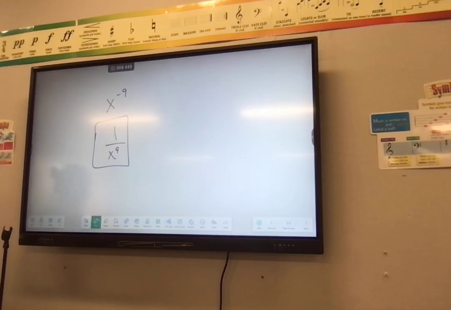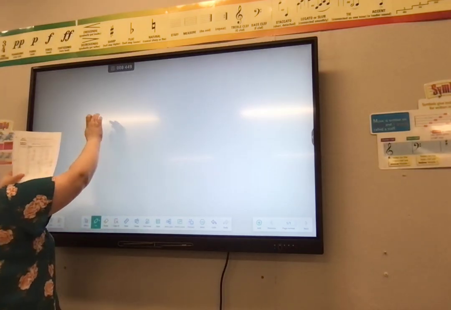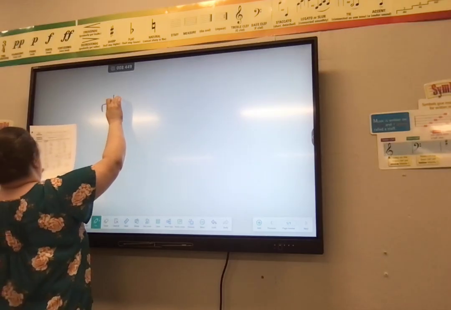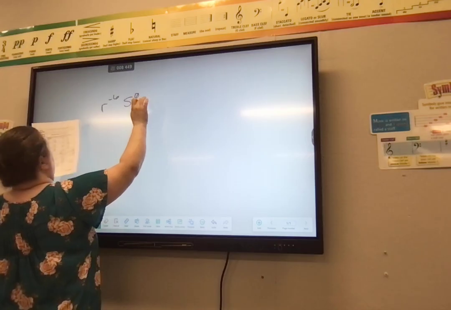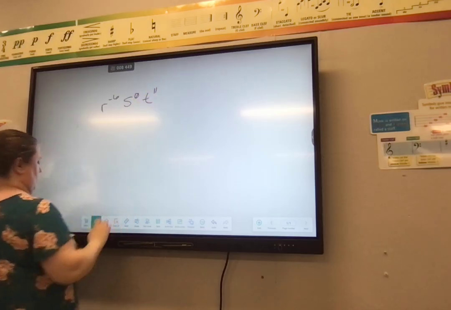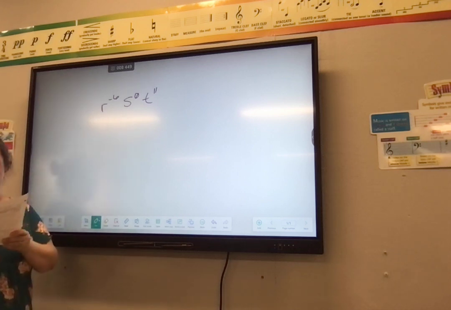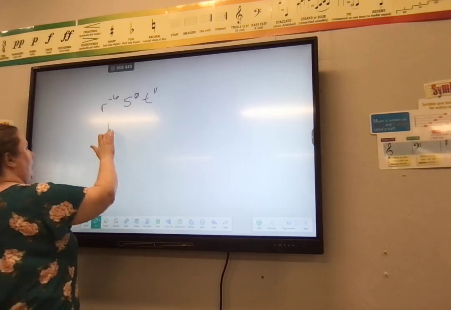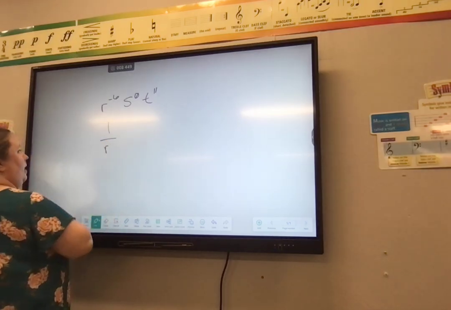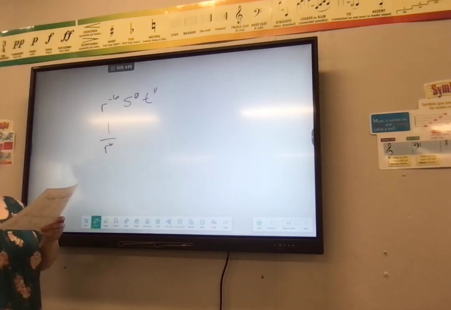Okay, let's do 27. I know y'all can do 26. All right, so 27 is r to the negative 6, s to the 0, and t to the 11th. So let's simplify each expression here. Caleb, how do I simplify the first one? 1 over r to the 6th. Okay, is he right? Yes. Good.